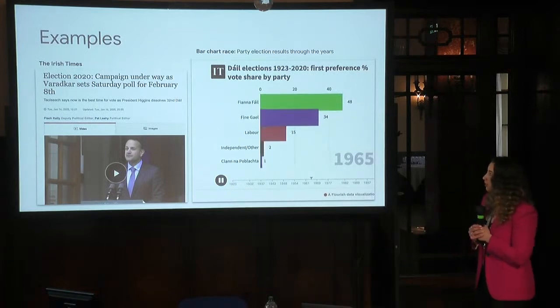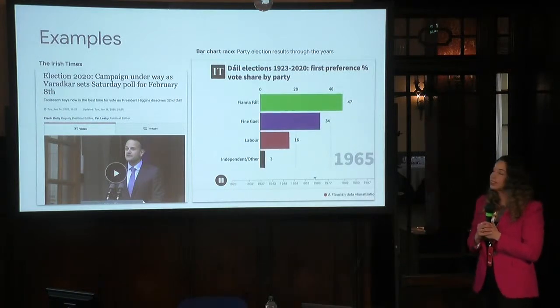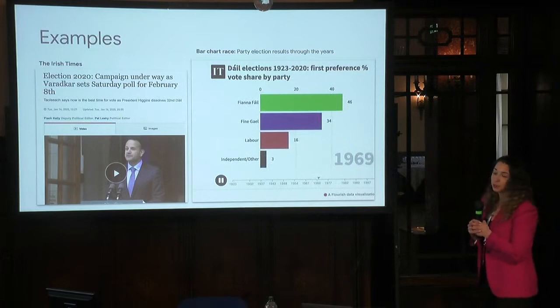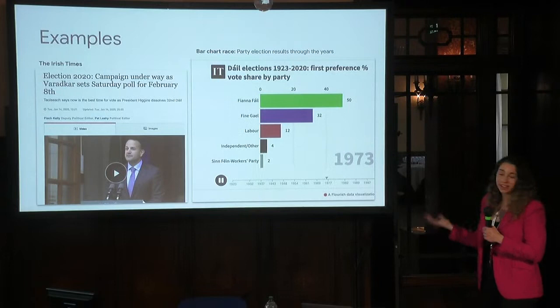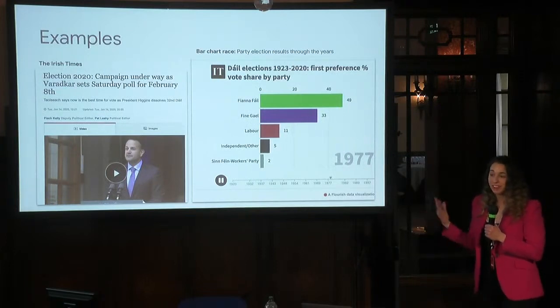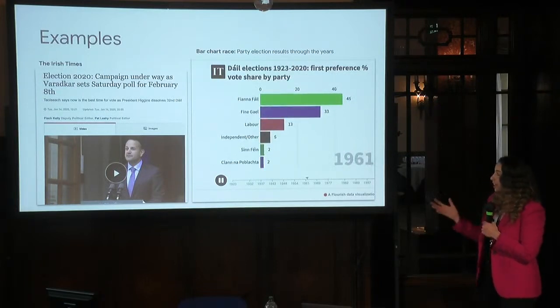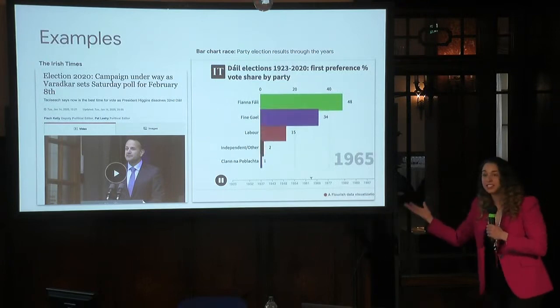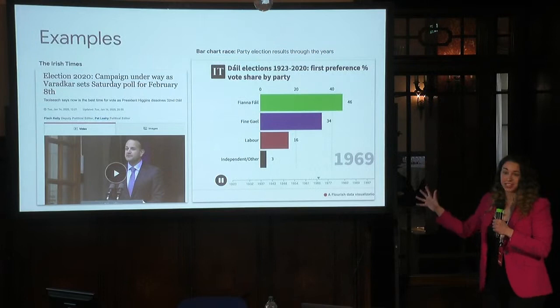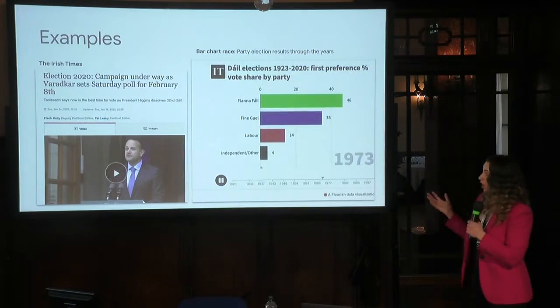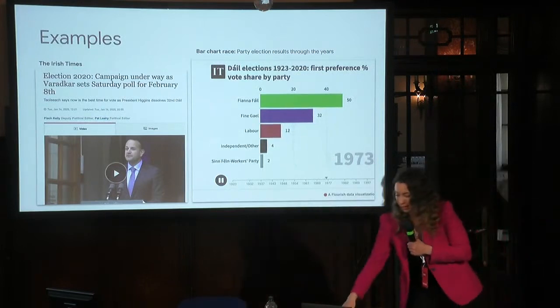So the Irish Times have shown party election results through the years, from 1923 to 2020. And of course, something like this, a bar chart race, is quite exciting to watch. I've seen quite a few of these done, even on things like how many people have died of a certain disease, or crime rates in a certain place, election results, okay? So you can get really creative with the type of story you're telling with these templates.